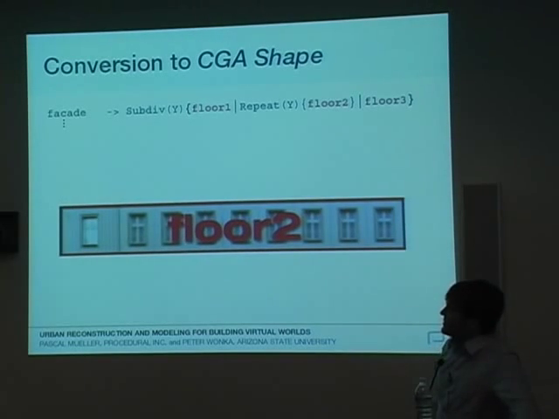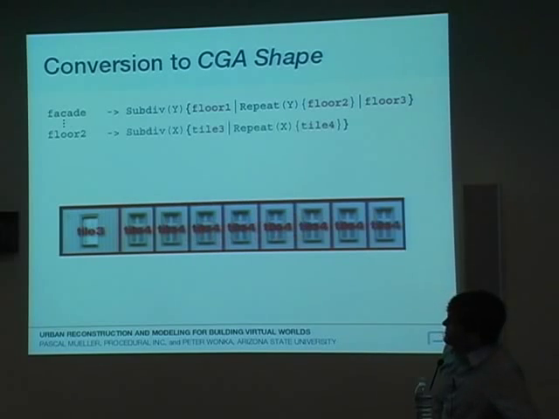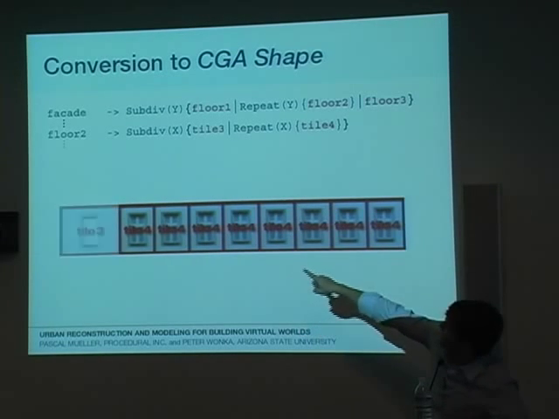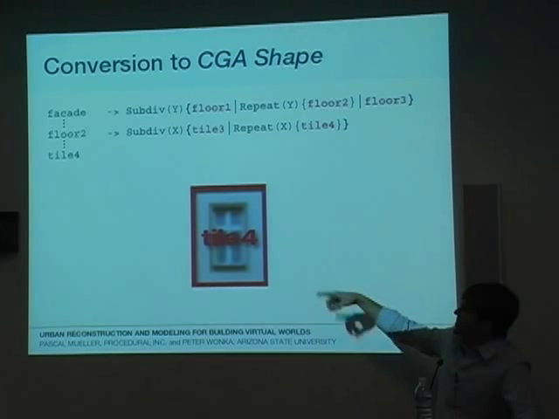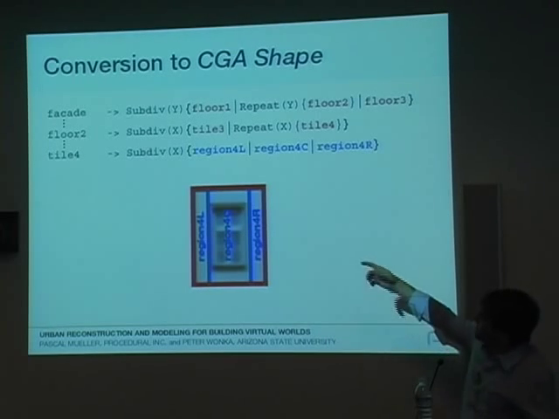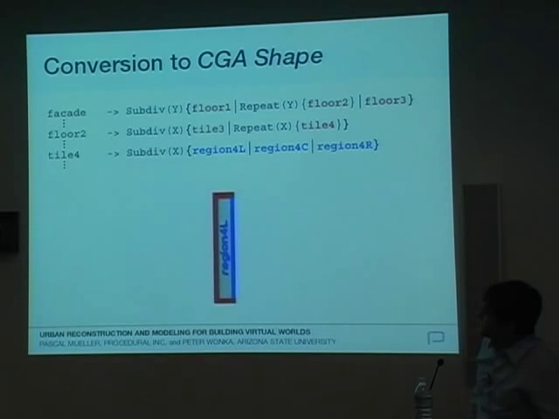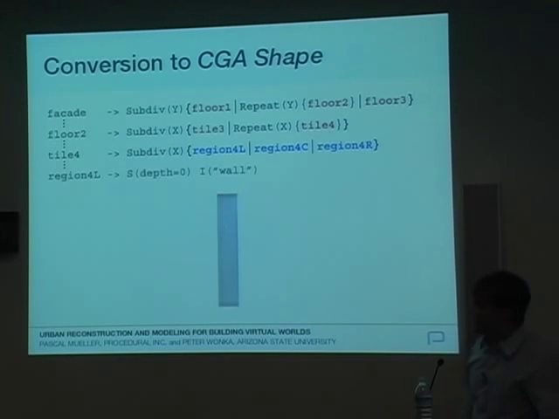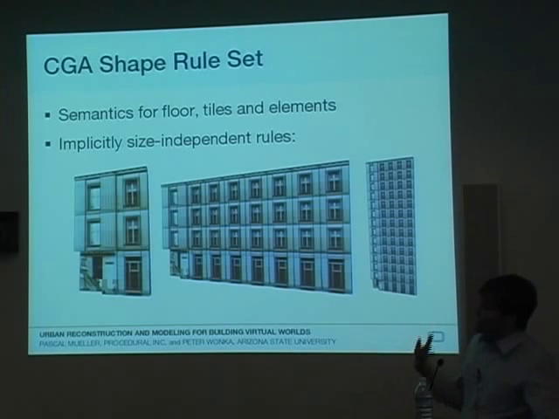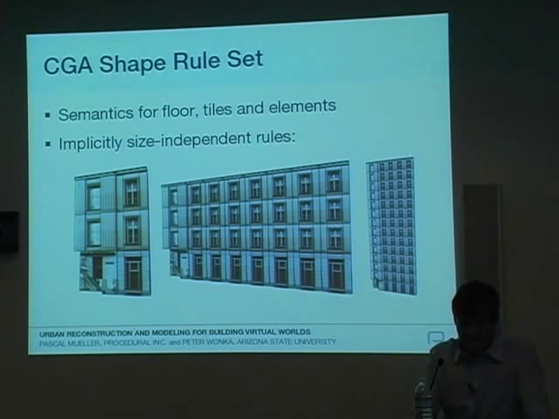And the floor 2, for example, is replaced by a subdivision into a tile and a repeat of tile 4. And tile 4 is subdivided into other regions. And for example, this region at the end is an asset, which means it's just a wall shader, actually. So we have the semantics for floors, tiles, and the elements on the ground floor, on the leaves of the shape tree.